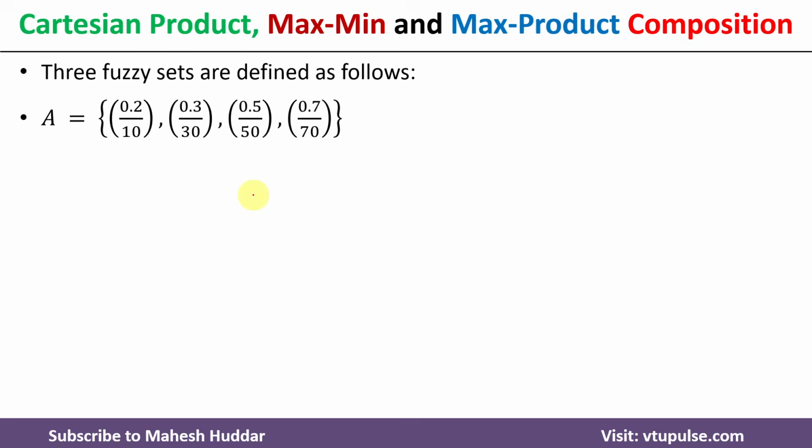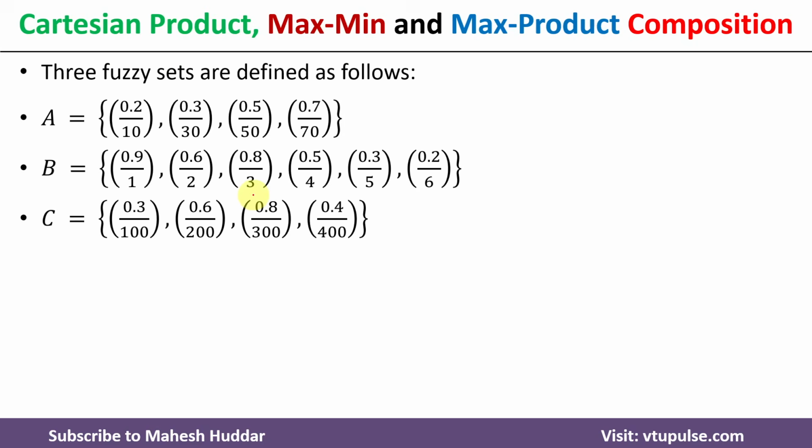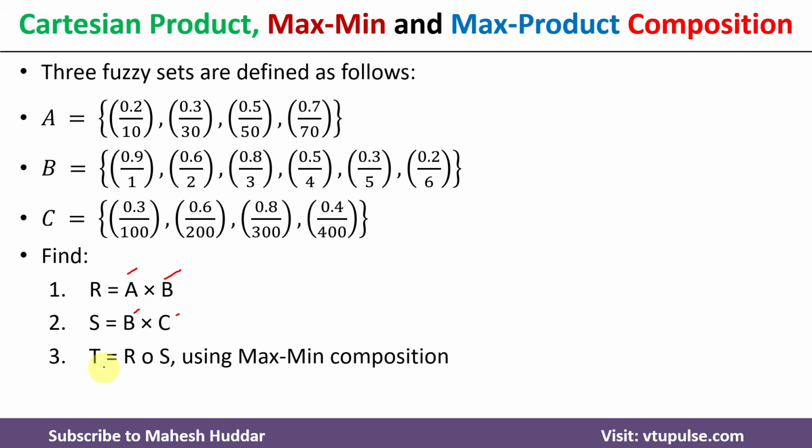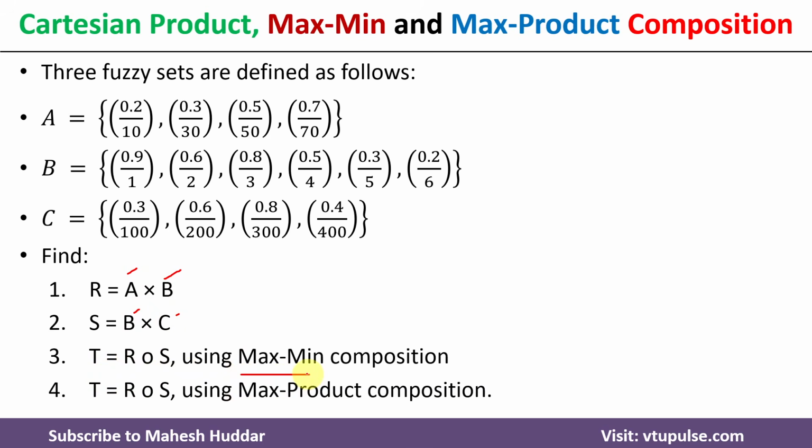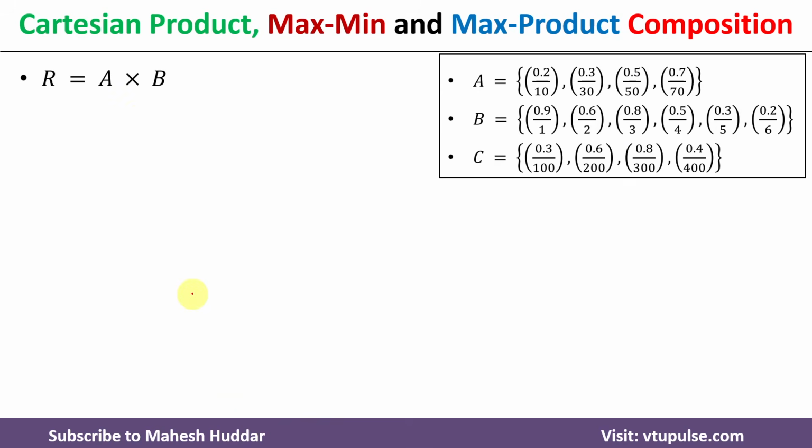Here we have the three fuzzy sets A, B and C. After that, we need to find the Cartesian product between the fuzzy sets A and B. Then we need to find the Cartesian product between B and C. Then we need to do the composition between the two relations by using max mean composition and max product composition. Now we will do the Cartesian product between the two fuzzy sets, that is between A and B, so that we will get the fuzzy relation R.